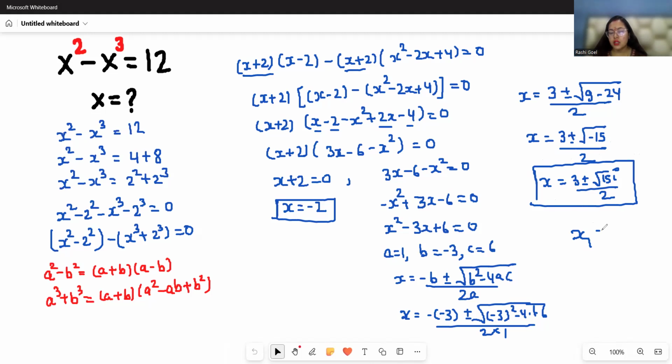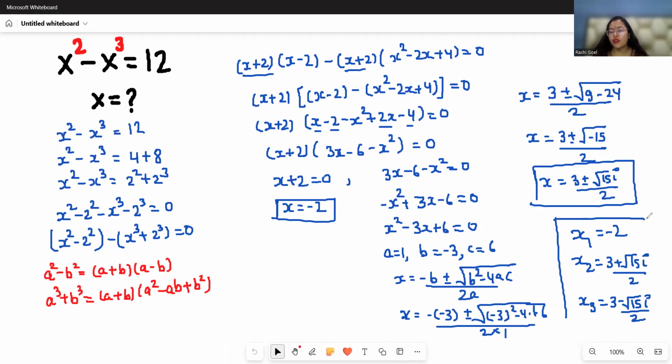So x1 is minus 2, x2 is 3 plus root 15 iota by 2 and x3 is 3 minus root 15 iota by 2. I hope it's clear and you find it useful.